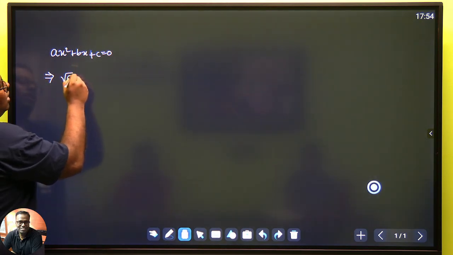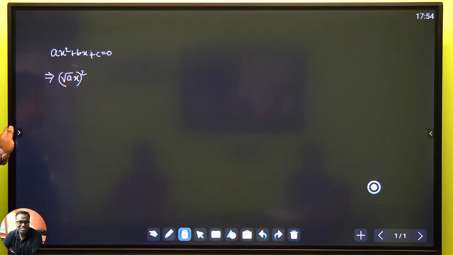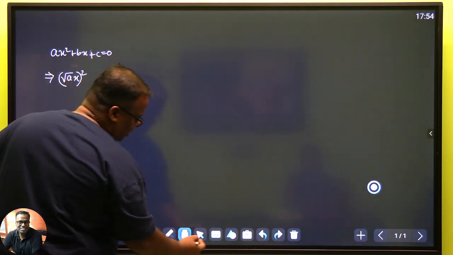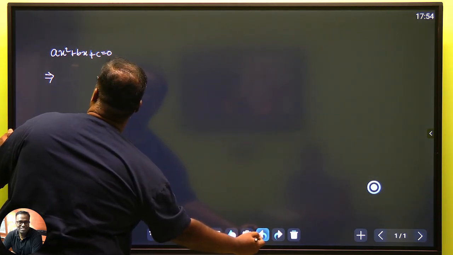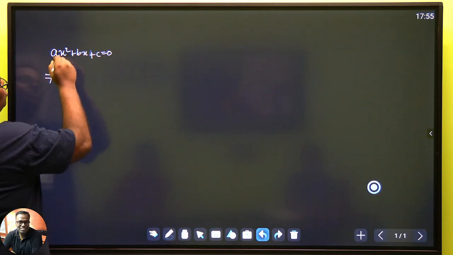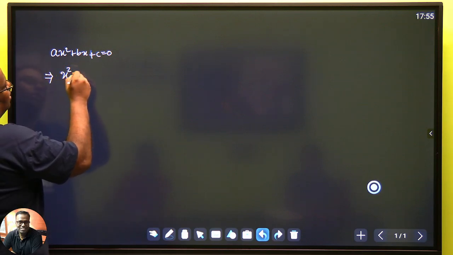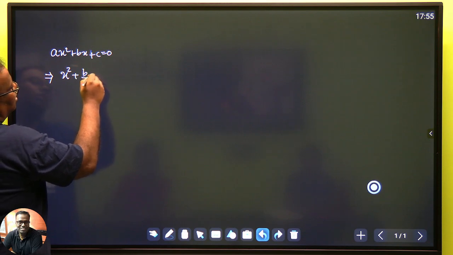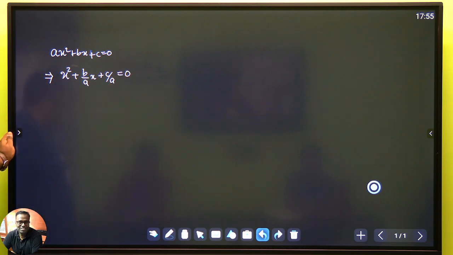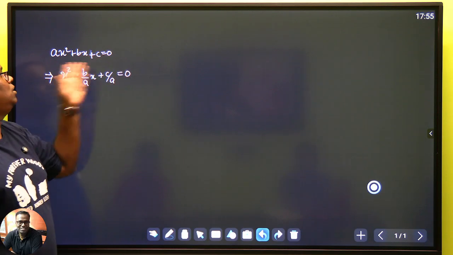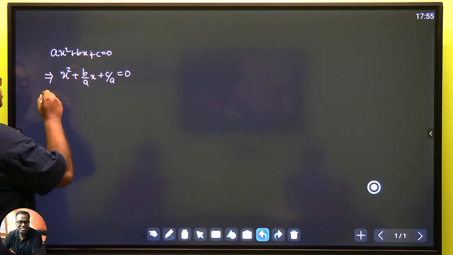Root under a x whole square, a square. Samajh mein aaya? Okay. Or else I can do it in another method. To make it simpler, let me divide the whole equation by a so that I make the leading coefficient 1. Am I allowed to do this? Okay, I have divided the whole equation by a on both sides. 0 divided by a is 0 and everything is 0. Right. I now go with my completion of square.